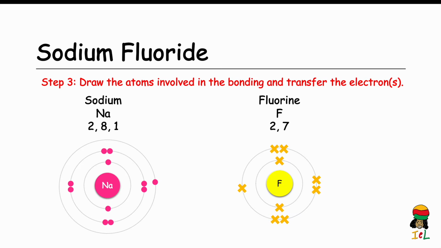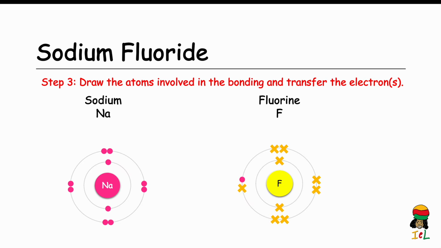Note that the last shell of fluorine, which is the second shell, can hold up to 8 electrons. Therefore, it requires only 1 more electron in order to become stable. Therefore, fluorine will accept 1 electron from sodium. Consequently, the valence electron of sodium is transferred to the valence or the outer shell of the fluorine atom.